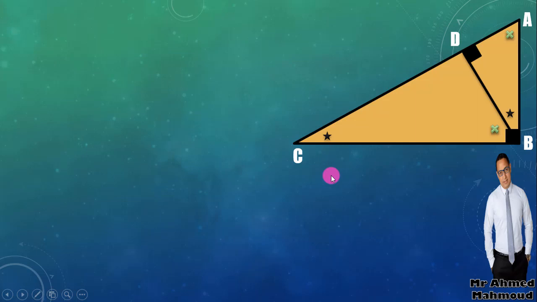Here we have triangle ABD containing star, X and right. And this triangle contains star, X and right. So the two smaller triangles are similar, and also they are similar to the larger triangle.